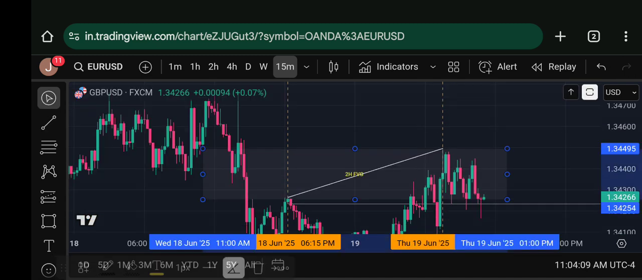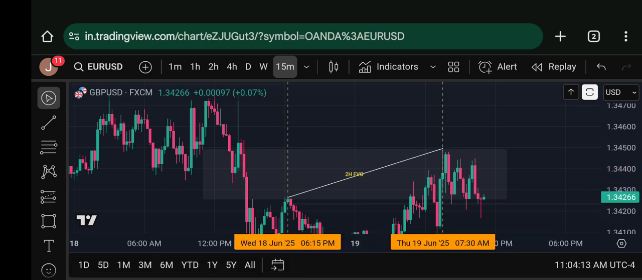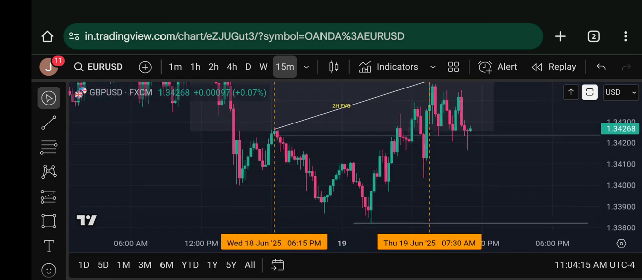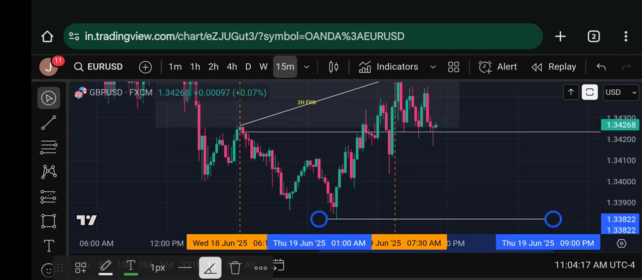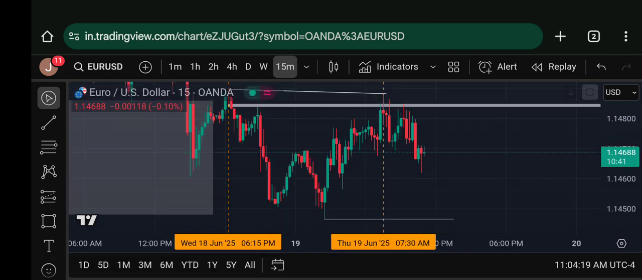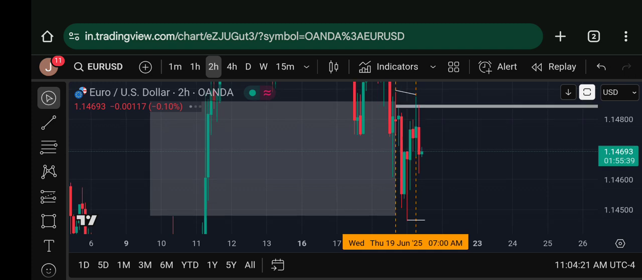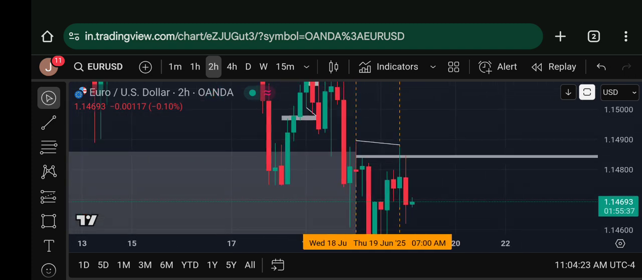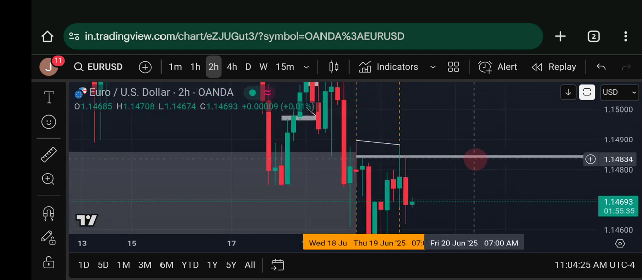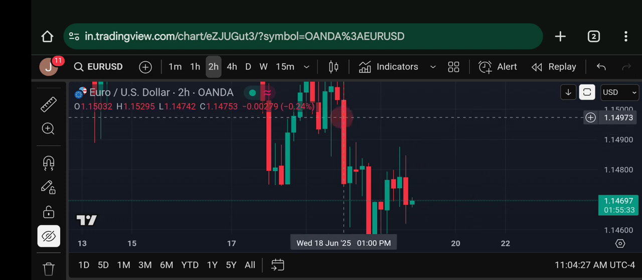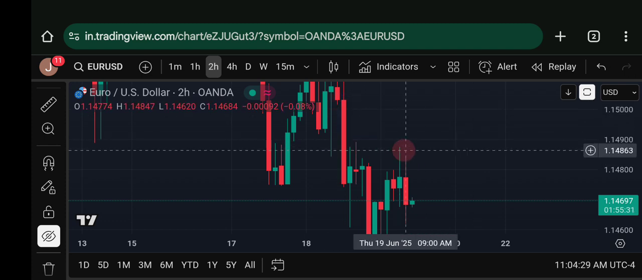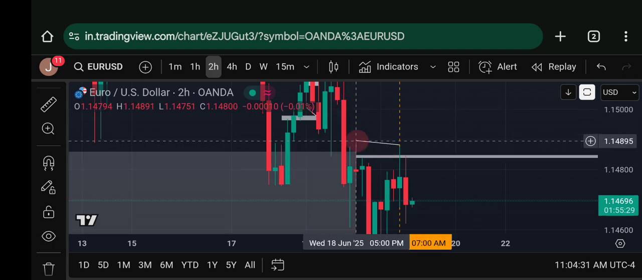And if price sweeps the buy side liquidity and goes into the 2 hour FVG, where would the price move? It will definitely move to sell side liquidity, right? So that's what is happening here. First of all, we can see that euro did not enter into this fair value gap here. Here it made a lower low, perfect.